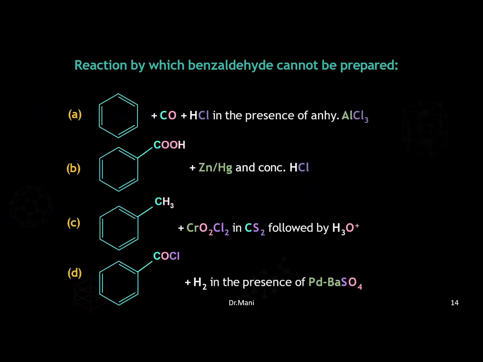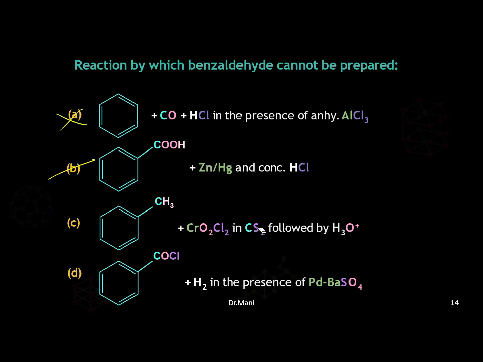So next one, tell me what would be the answer. This reaction, just now we talked the first one. In the presence of carbon monoxide, HCl, in the presence of anhydrous aluminum chloride. Reaction by which benzaldehydes cannot be prepared. Option B, sir. Yeah, option B. You can prepare by this method.